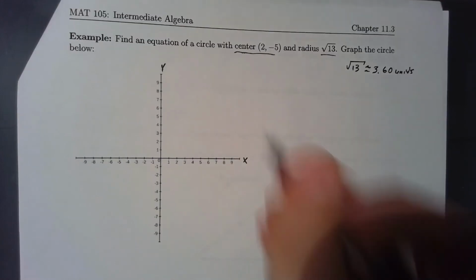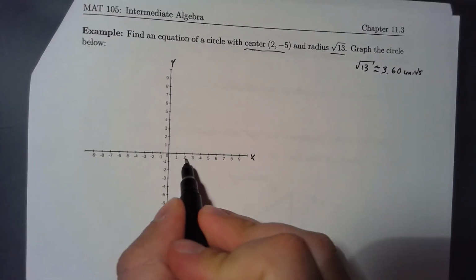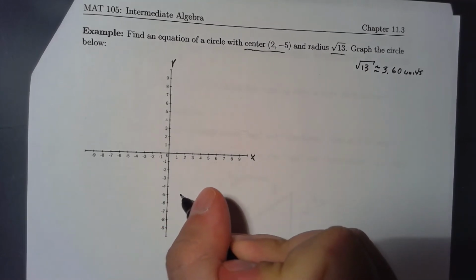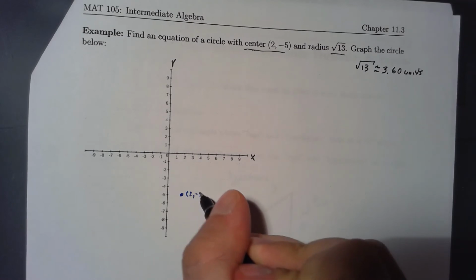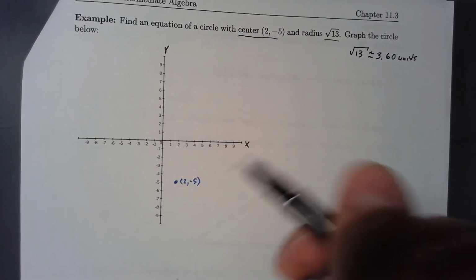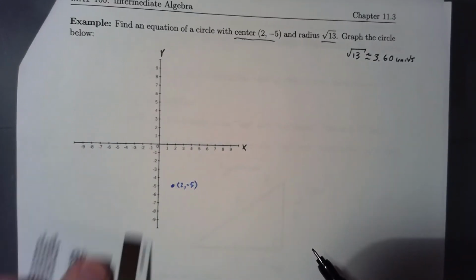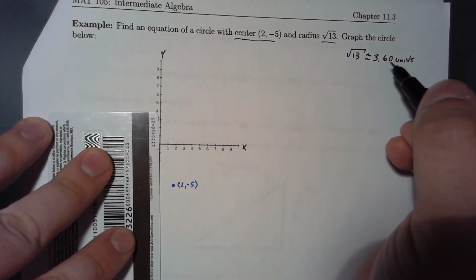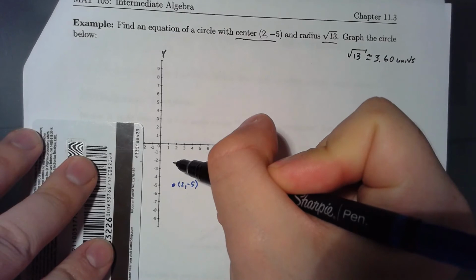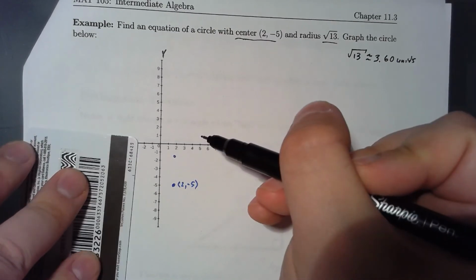So when I graph my center point, 2 comma negative 5. So here's 2, I go down 5. So 2 comma negative 5 is roughly right there. Now, if I want to get the edge of the circle, I just got to go out 3.6 units in every direction. So I'm going to approximate that as best as I can. It's roughly 4 units. So I'll go out 1, 2, 3, 4. So roughly right around there is another edge of the circle.